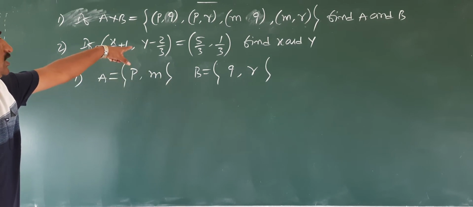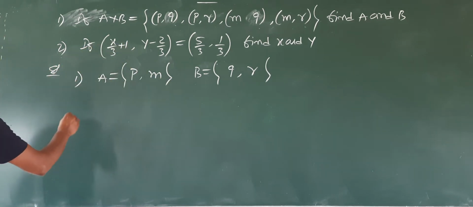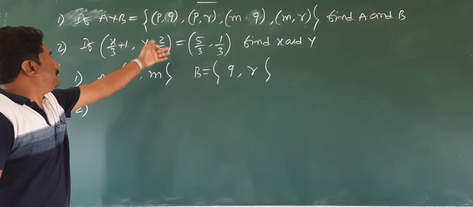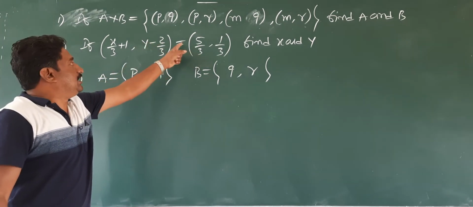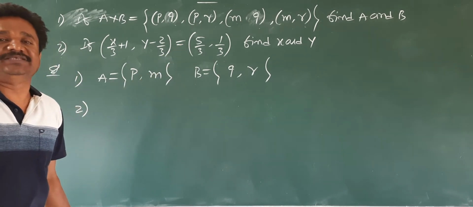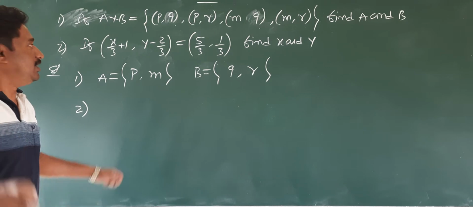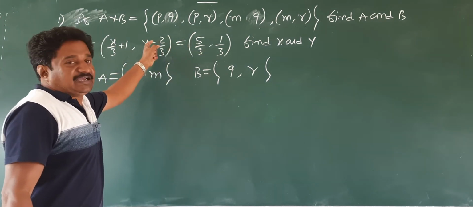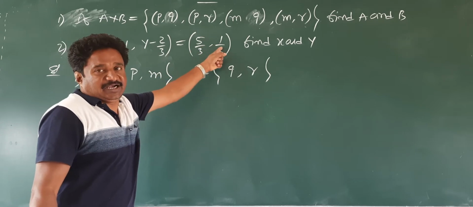Now I go for solving the second one. The second one is of a type where we already solved a question. Two ordered pairs are equal. When we say two ordered pairs are equal, only when first entry is equal to first entry and second entry is equal to second entry.